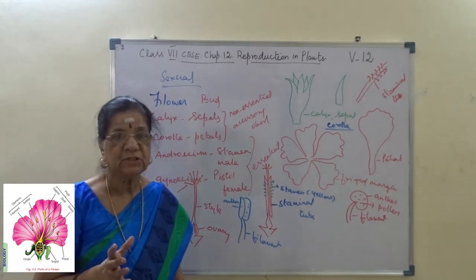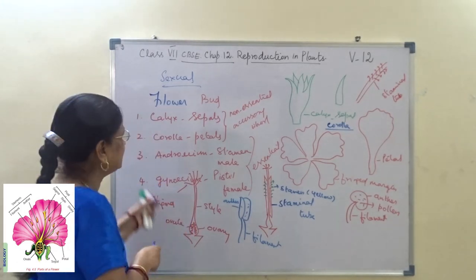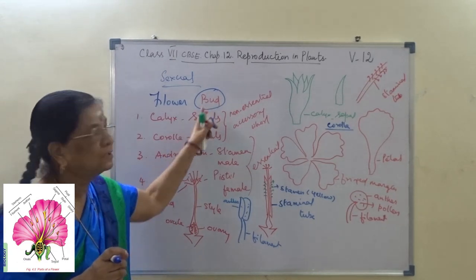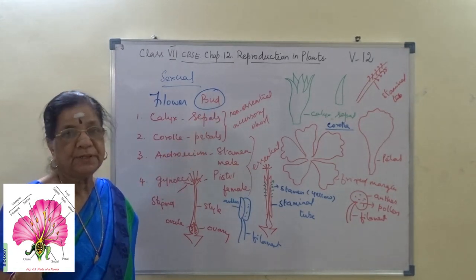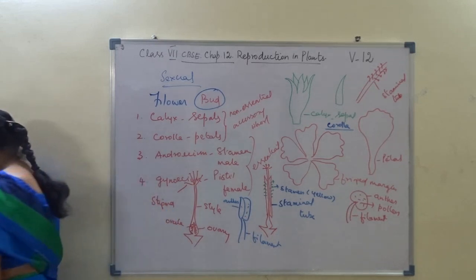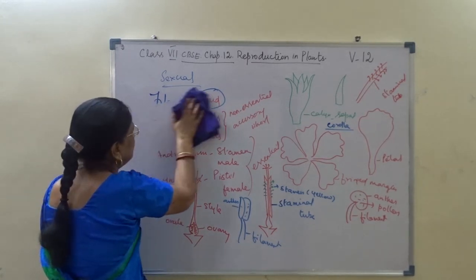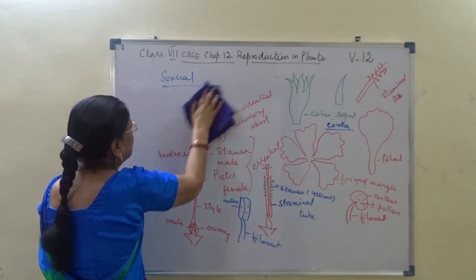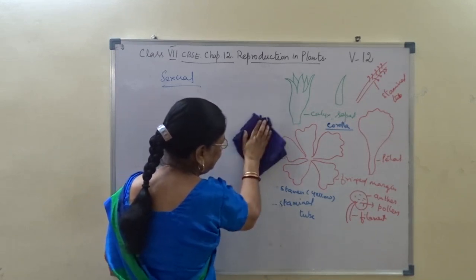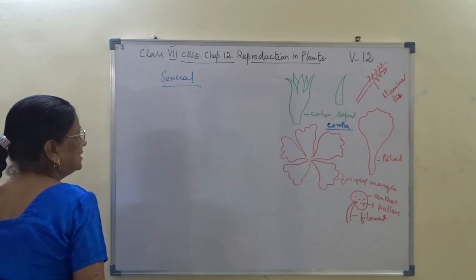So this is the structure of a flower. To start with sexual reproduction in plants, the flower is the reproductive organ. The first sign of reproduction is the appearance of the flower bud. The next part of sexual reproduction: first we have seen the sex organs, the androecium and gynoecium. Now these take part in reproduction.